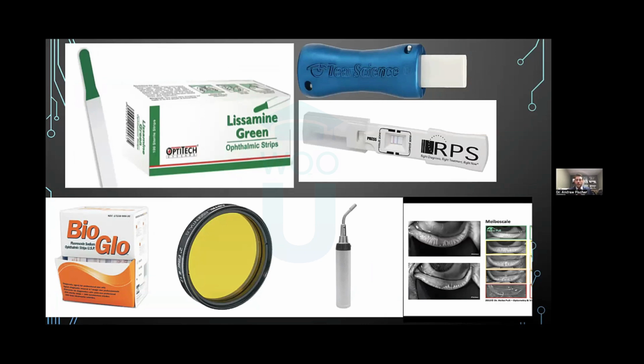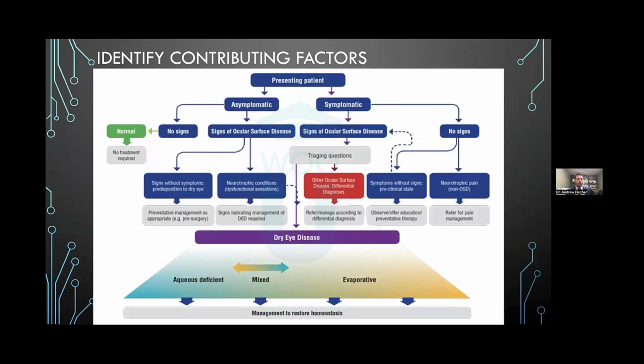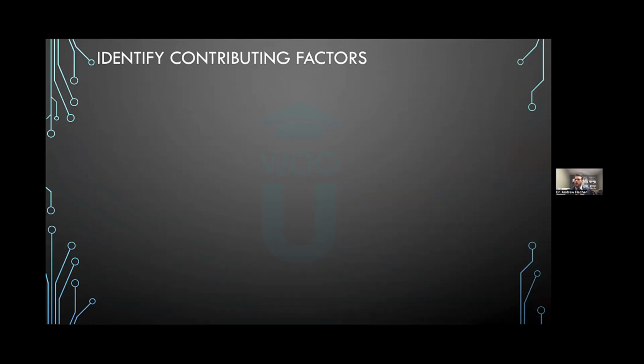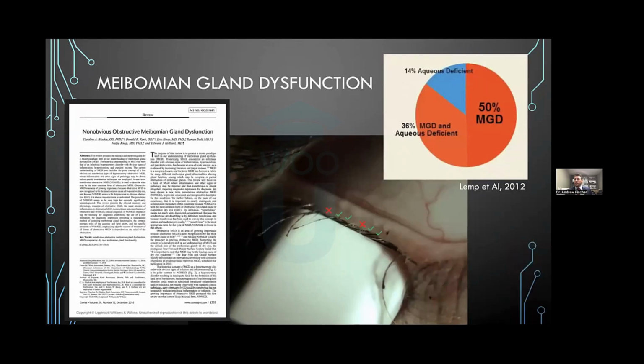So now that you have the tools of the trade, now it's time to figure out what we're looking at. And so again, dry eye is a multifactorial condition. And so there are many, many factors. And so what I tend to do on my evaluations is I try to identify the ones that are contributing the most or making the patient the most uncomfortable. And so the first thing I generally screen for is meibomian gland dysfunction.